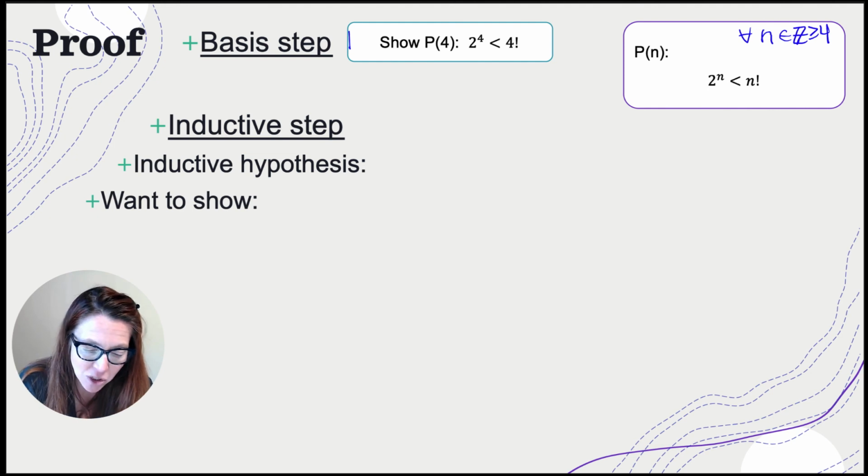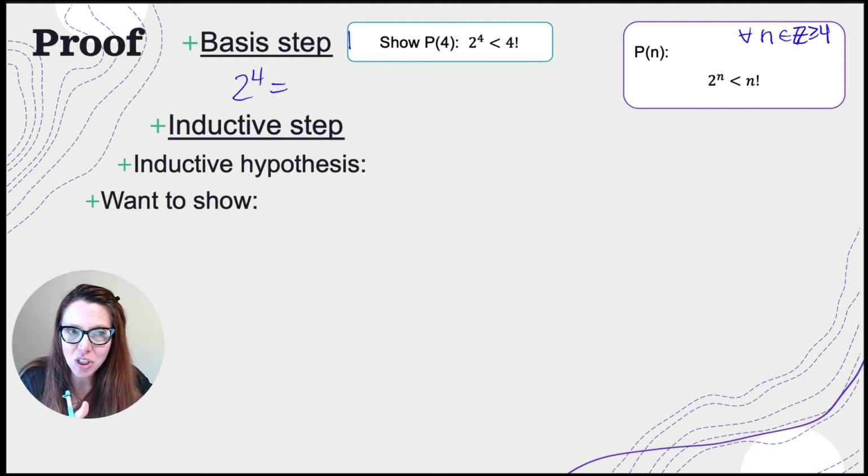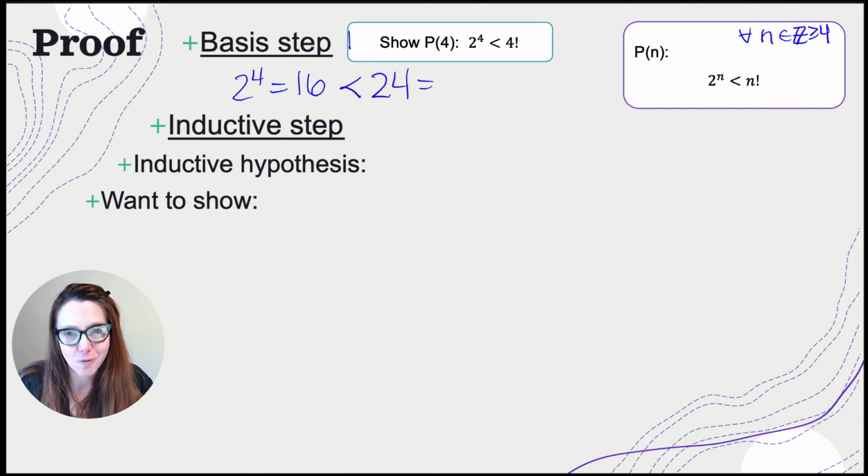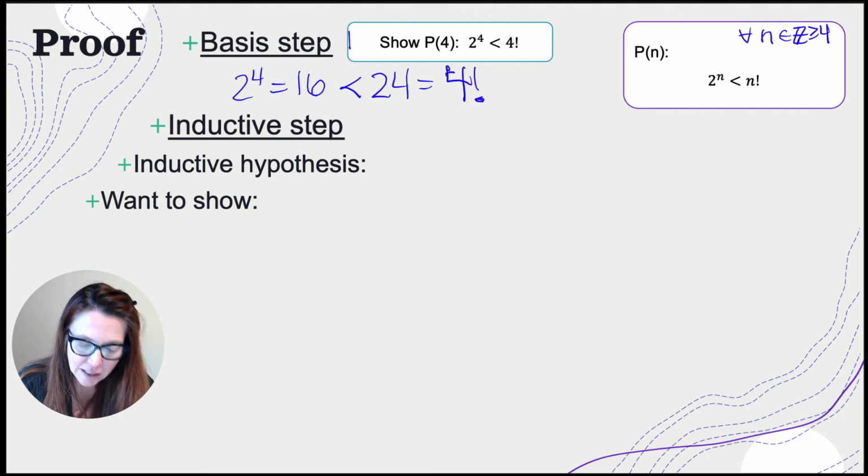And I can do that by showing that 2 to the 4th, I know what that's equal to. That's 2 times 2 times 2 times 2, or 4 times 4, which is 16. And that is less than 24, which I happen to know is 4 factorial, 4 times 3 times 2. And that's all I need to show my basis step. That base case is covered.